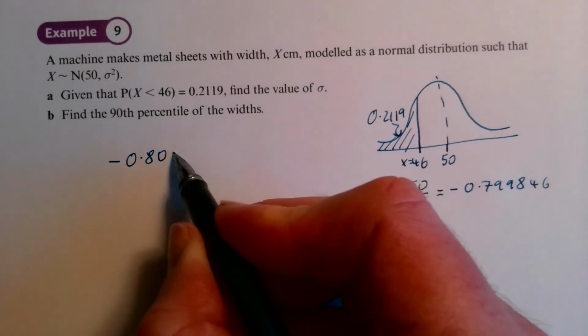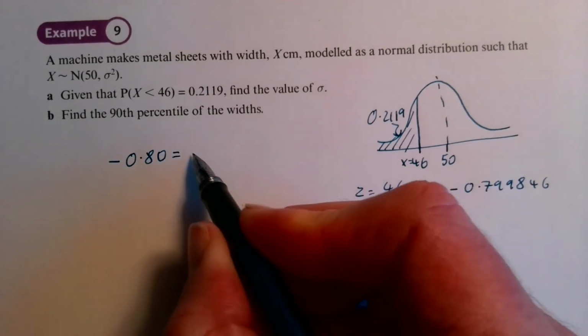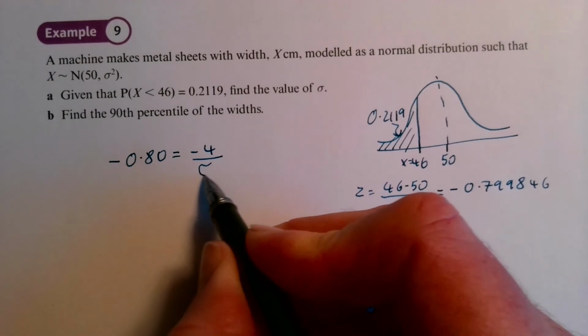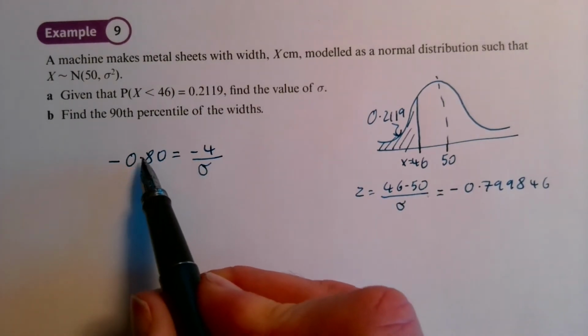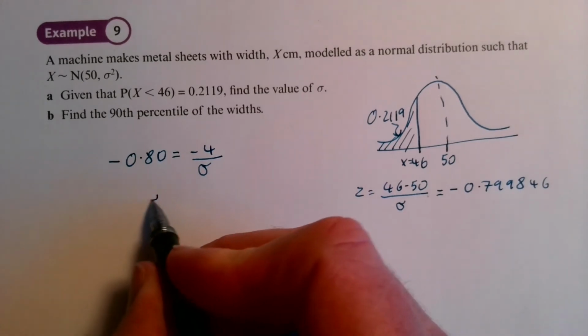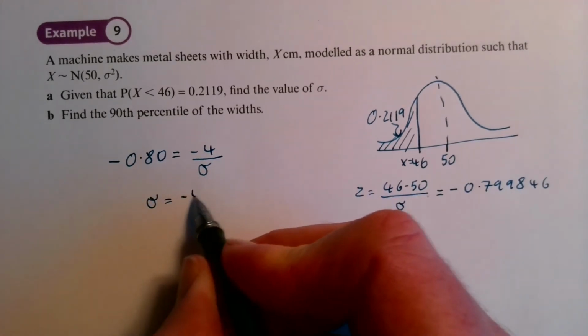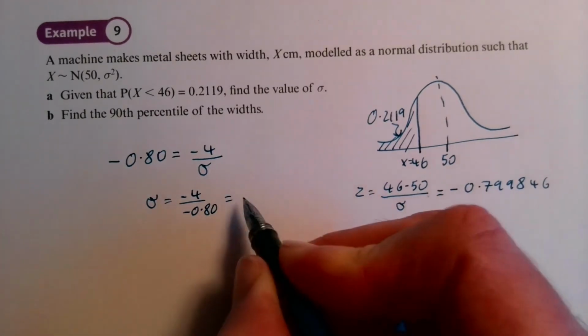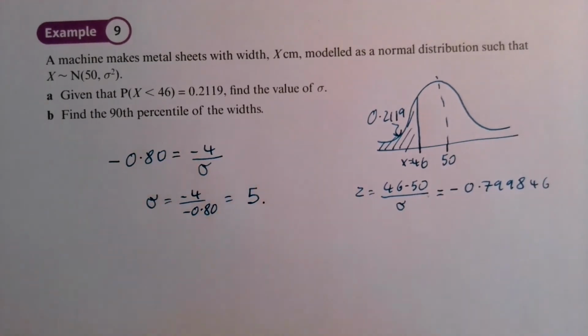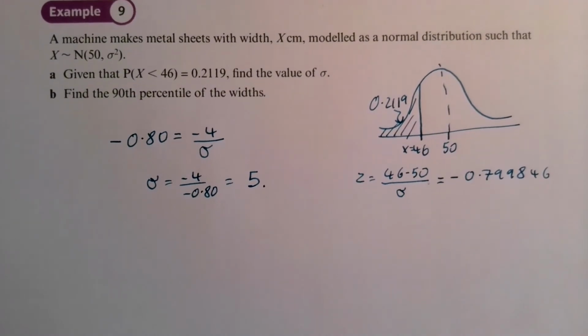So what we know is that minus 0.80 is equal to -4 over our standard deviation. So if I multiply by the standard deviation, divide by that, cross those over, we get that the standard deviation is going to be -4 over -0.8, which is 5. So that's our standard deviation.